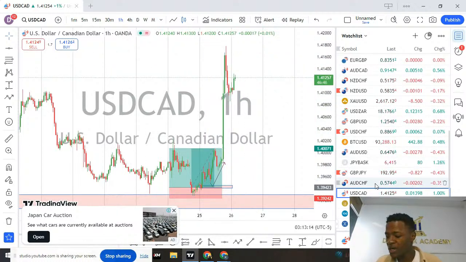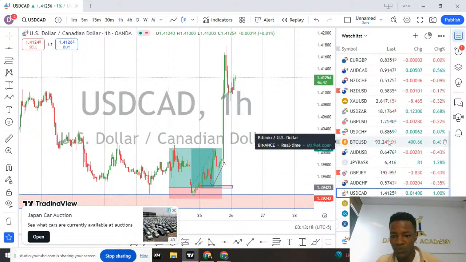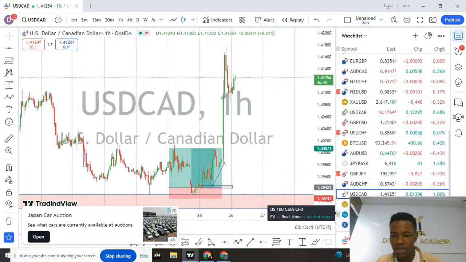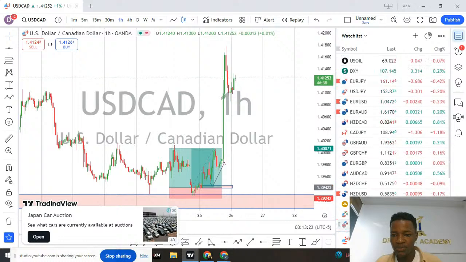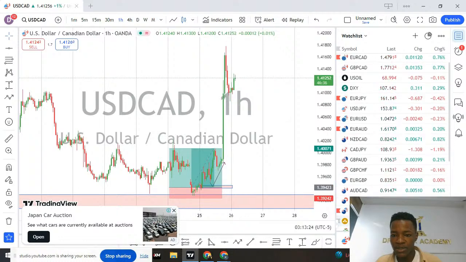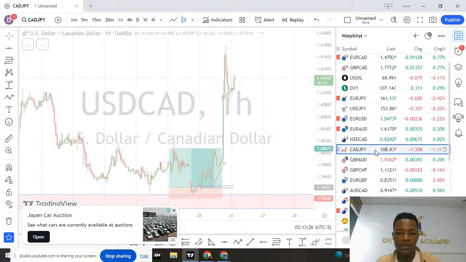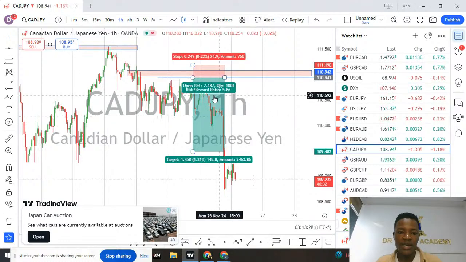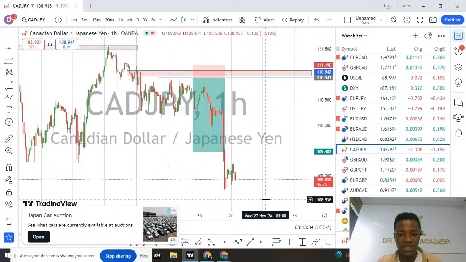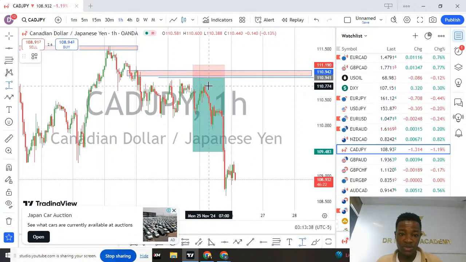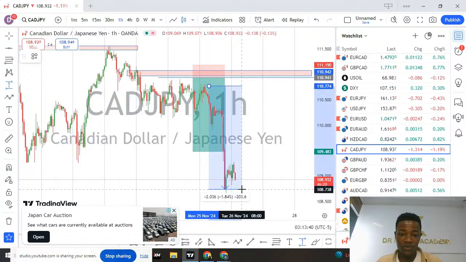Okay, another pair we had was CADJPY. Guys, I know you can remember CADJPY had it also. Where is CADJPY? Okay, we are looking for sales. Unfortunately, the market didn't get to the liquidity area, but it was selling through the floor. The buyers were very weak. We are looking for more sales. Down how many pips? Because yesterday when we were talking, this market was here and we were looking for sales. More than 200 pips on CADJPY.